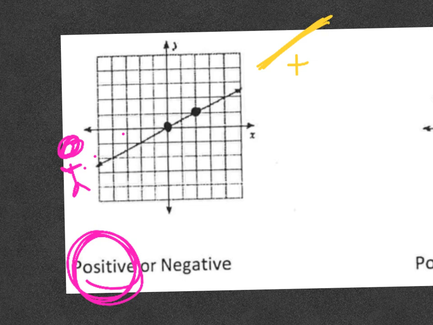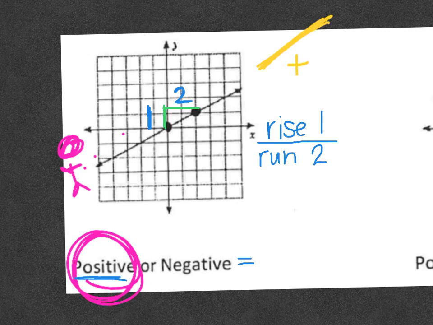Alright, if I draw in my own, it looks like I'm going to go up and then sideways. I went up one space, and then I went sideways 2 spaces. I'm going to say the rise is 1. And the run was 2. So now I'd put that together. I've already identified that the answer is going to be positive because of the way the line was slanted. And then I put my numbers I got from the graph together. And I would say my slope was positive 1/2.